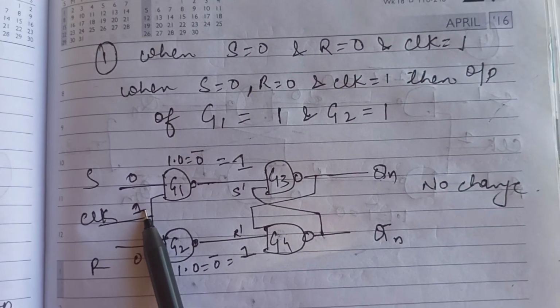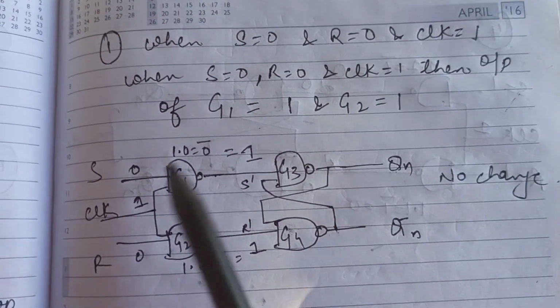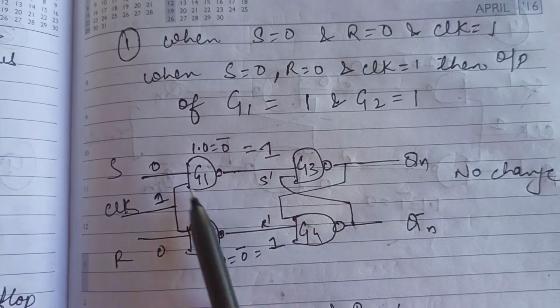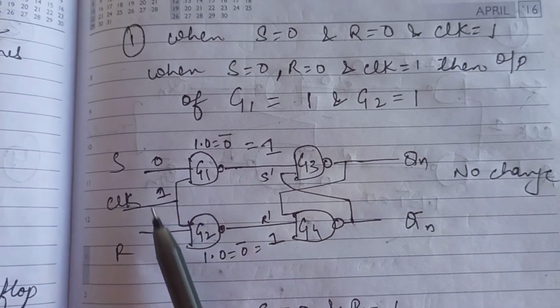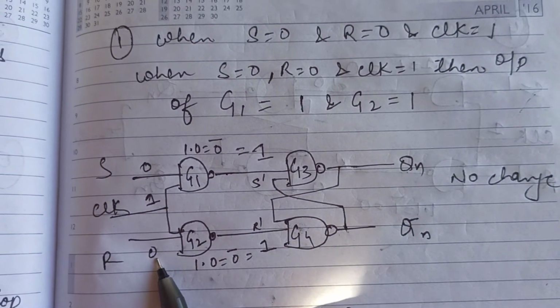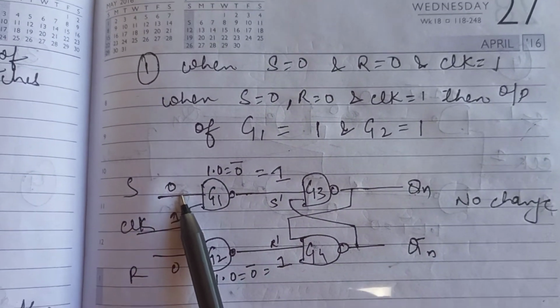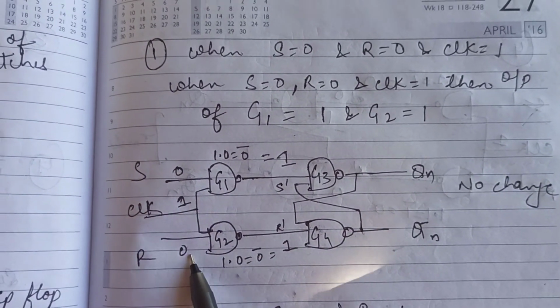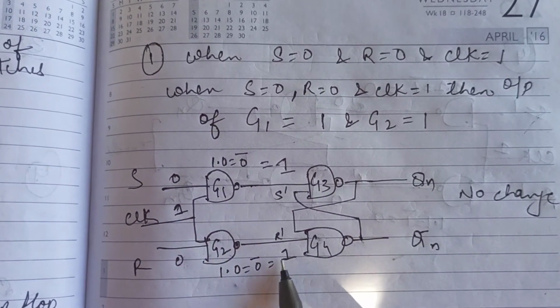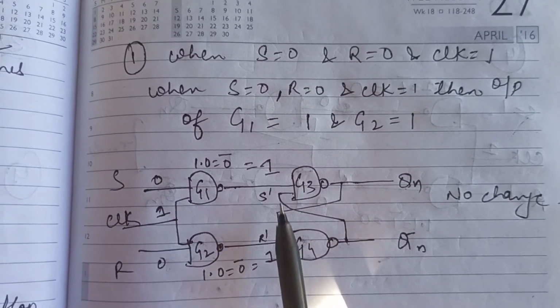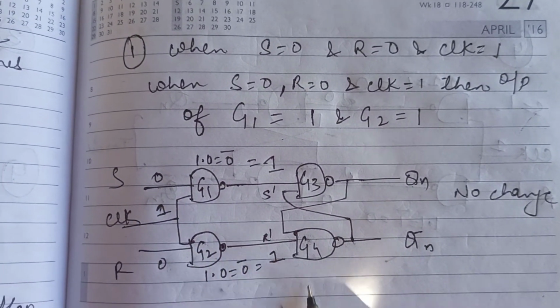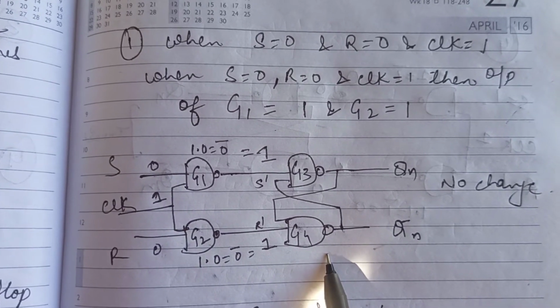And we already know that if any input of the NAND gate is 0, then the output always becomes 1. Here the input of the NAND gate is 0 and output is always equal to 1. These both ones go into this latch circuit. This is the latch circuit.